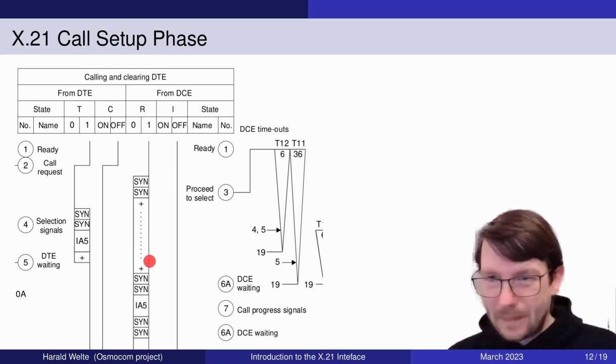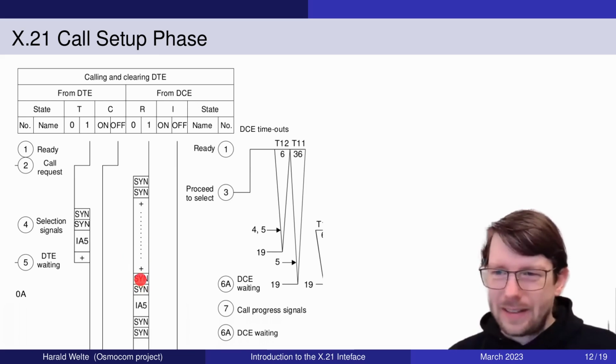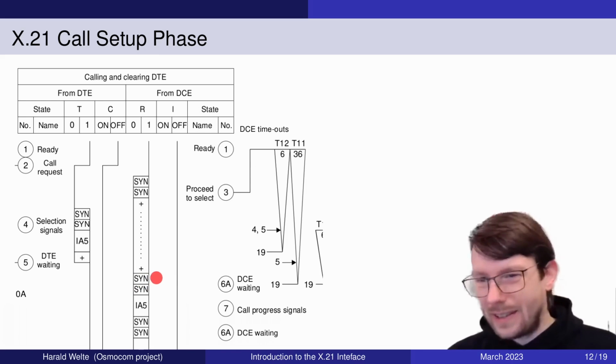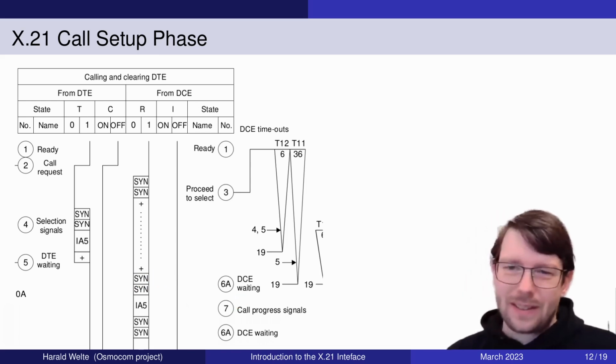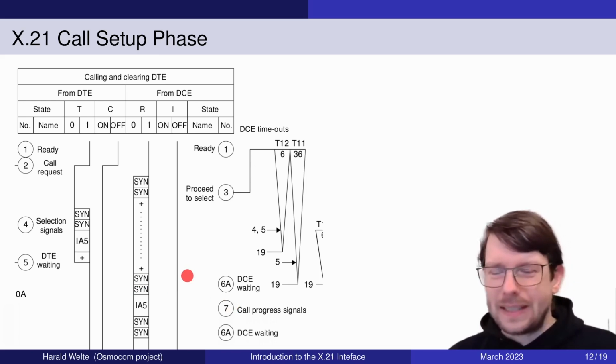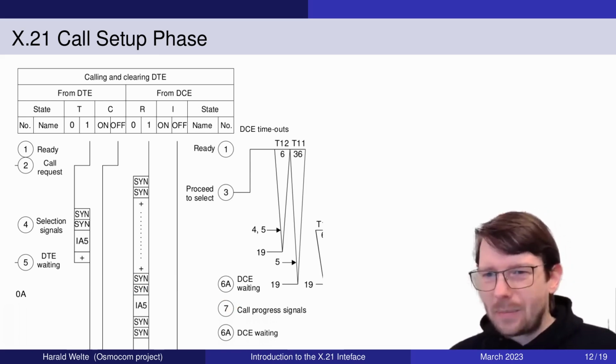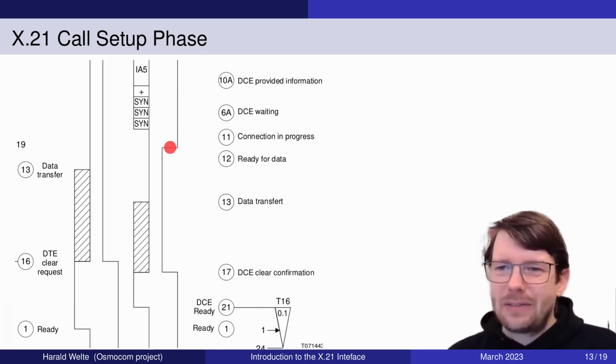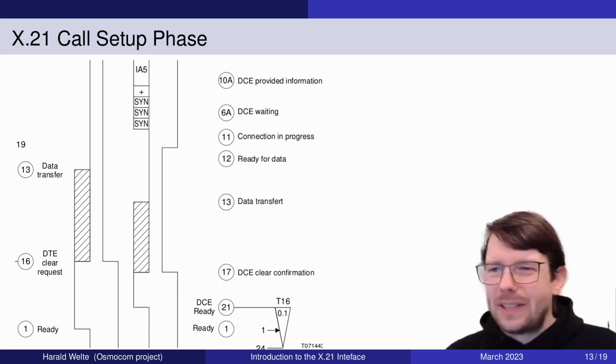Excuse me. It will stop sending plus signals and will again send one or multiple additional messages, which each again start with 2 SYN characters. And those could be called progress signals, such as dialing, ringing, and so on and so on. And at some point, what will happen is that the indication line from the DCE is changing state, which means that the connection is established. And at this point, then data can be transferred by both sides.